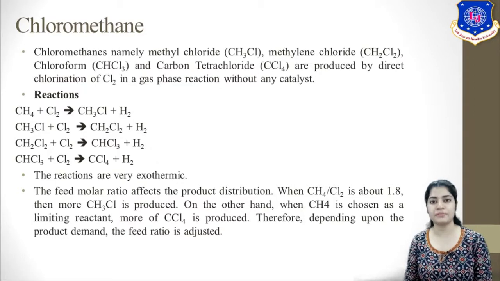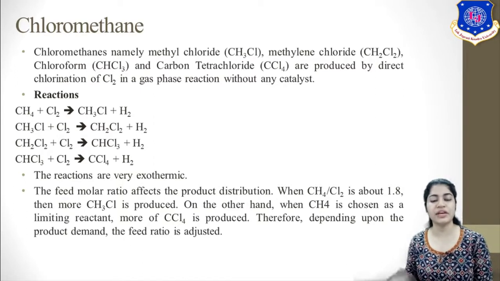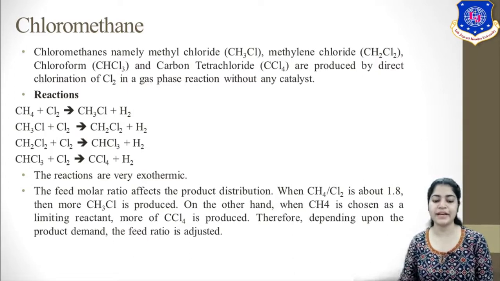Okay, starting from methane, first of all you are making what? Methyl chloride. Then this methyl chloride, on further chlorination, will give you methylene chloride. Now again, methylene dichloride is subjected to chlorination and you will get your chloroform. So this way your four products are produced in a successive manner, right?